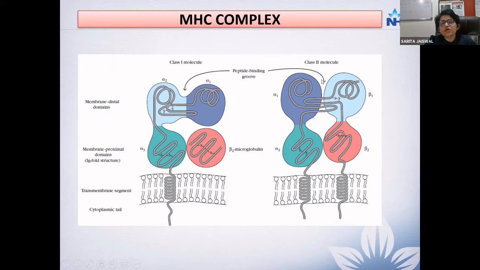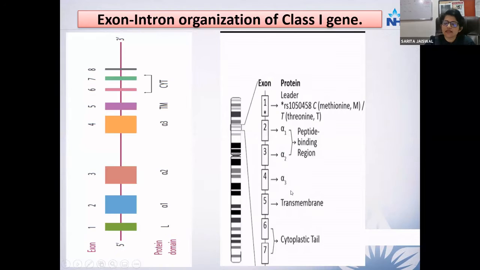Compared to class 1, MHC class 2 is a heterodimer structure. It is formed by alpha 1, alpha 2, and beta 1, beta 2. The peptide binding groove is in between alpha 1 and beta 1. Similarly, it has a cytoplasmic tail.